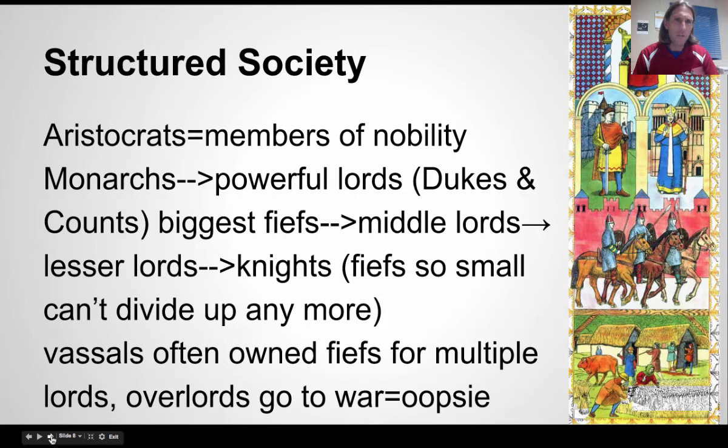It's a very structured society. Really, things come down to being one of three groups: those who fight, those who pray, those who work. So aristocrats, monarchs, knights, those are all fighters. And then you also have the clergy who are praying, and remember this is the age of faith. And then at the bottom you see the workers, who are the peasants or serfs.